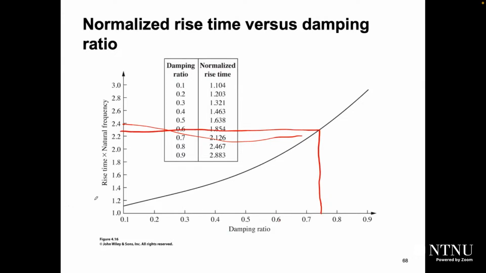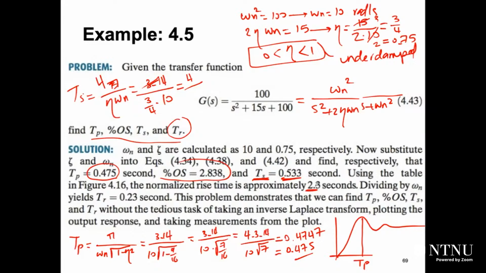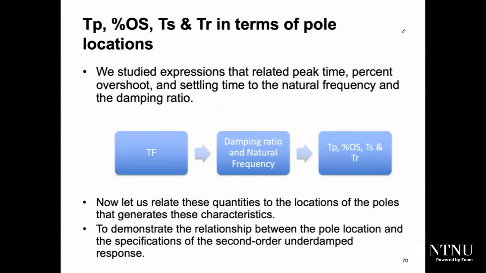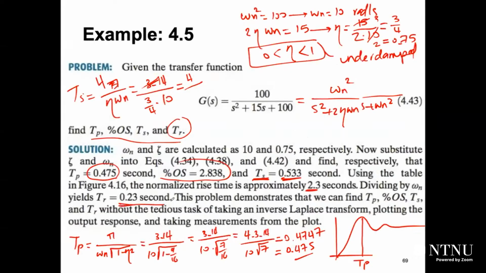It will be maybe 2.3. Yes, the normalized rise time is approximately 2.3. This is rise time multiplied by natural frequency. If you want to get rise time, it will be 2.3 divided by omega n, which will be 2.3 divided by 10, 0.23 seconds. So now this is my rise time.